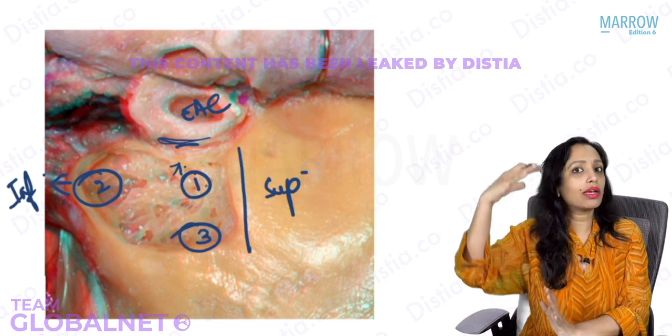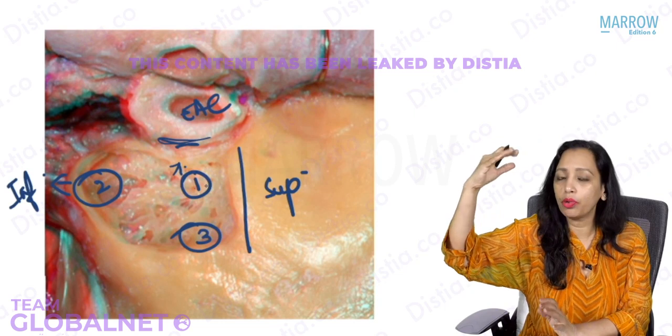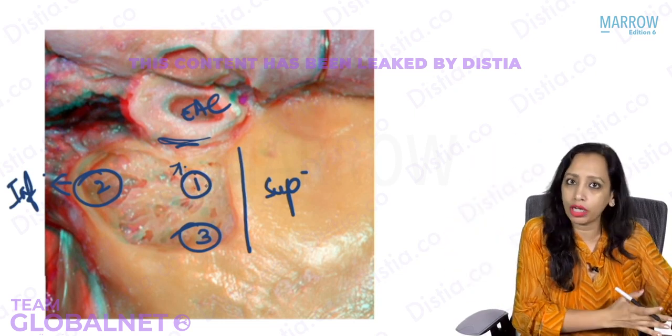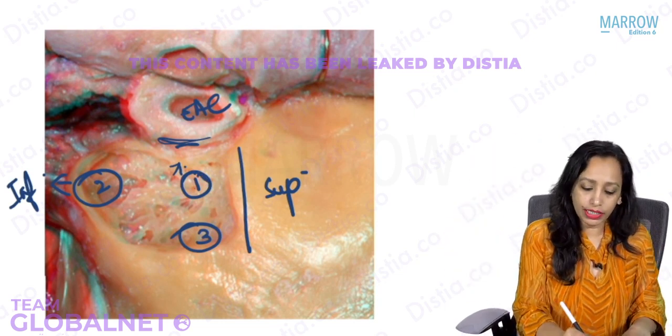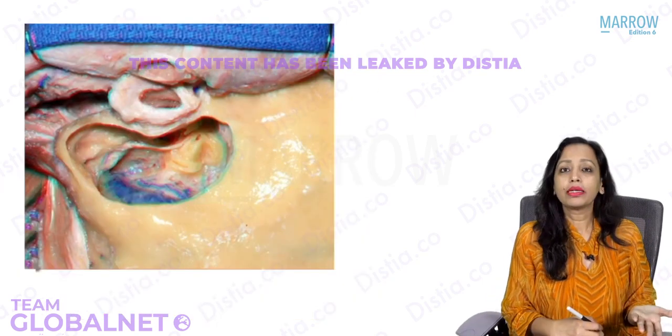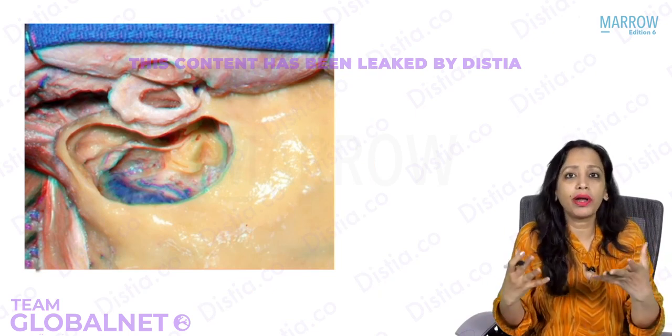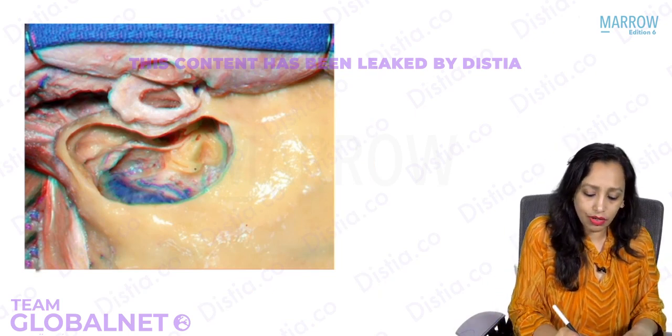The superior semicircular canal bulges in the base of skull superiorly, in the petrous part of the temporal bone. It has to be in the superior part, not in the mastoid tip area. So it will be present here. Now let us see whether we are going to see it there or not. See, now we have drilled the mastoid, and we have found exactly where we were anticipating to find it. We are seeing the semicircular canals here.